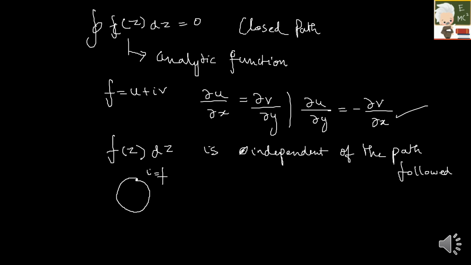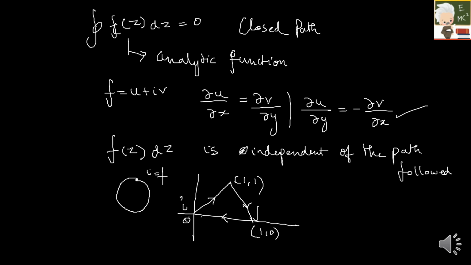Let me be more precise. If I have a figure like a triangle like this, let this be 0, this be (1,1), and this be (1,0). Usually, in the previous way, we would evaluate from this point to this point, then this point to this point, and then again from this point to this point, and finally add the sum of all. If your function is analytic, you need not do all these. You just take your initial point and final point and evaluate your integral.